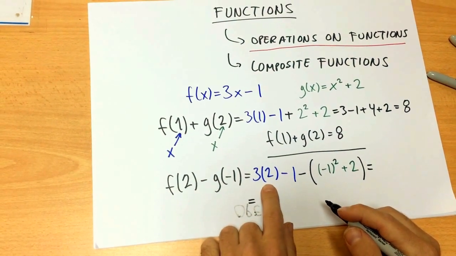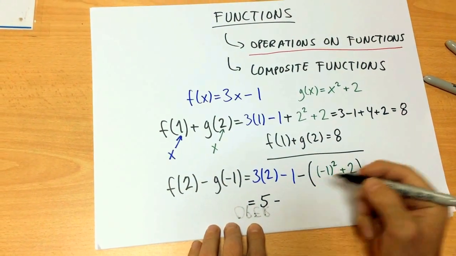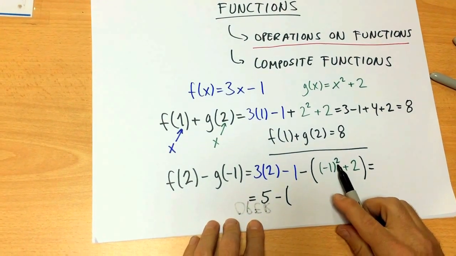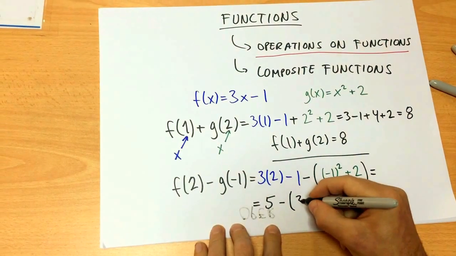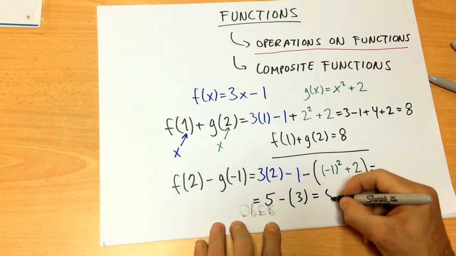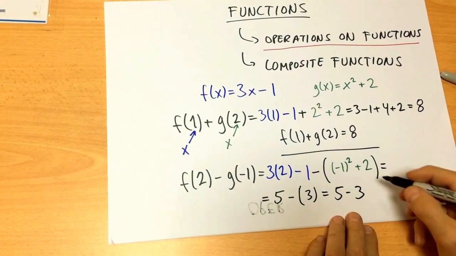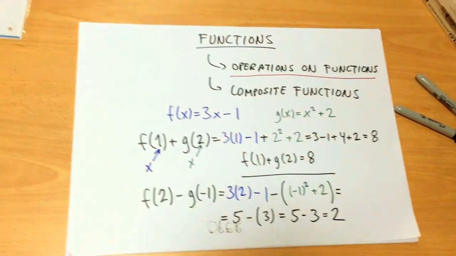So 3 times 2 is 6. 6 minus 1 is 5. And then I have minus what? Let's keep the bracket for now. Negative 1 squared is plus 1, right? So this is 1. 1 plus 2 is 3, so minus 3. I can just write this as 5 minus 3. When I only have a number left here, I can take away the bracket. 5 minus 3 is equal to 2. So this is my answer for that question. So good. Now we have seen how we have done 2 examples of operations on functions.